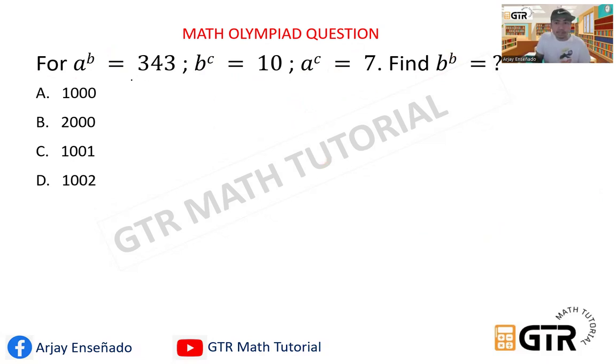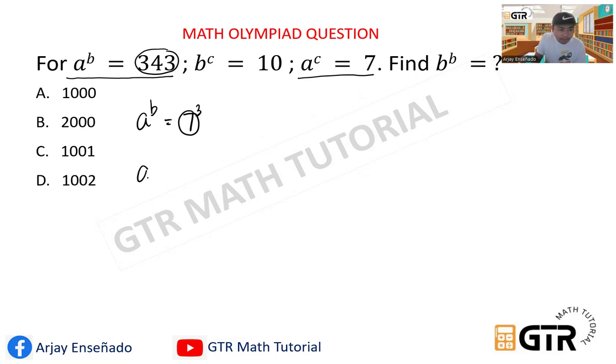We start with the first equation, a^b = 343. We can express 343 in exponential form. That is equal to 7 cubed: 7 times 7 is 49, times another 7 is 343. And now, as you can see, we have a^c = 7. Therefore, we can replace this 7 by a^c.